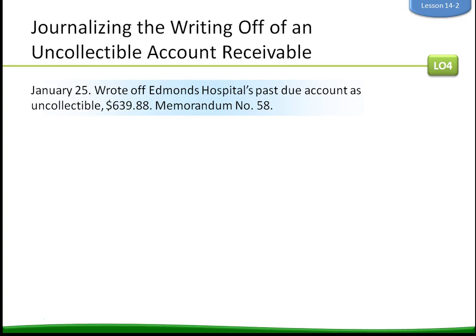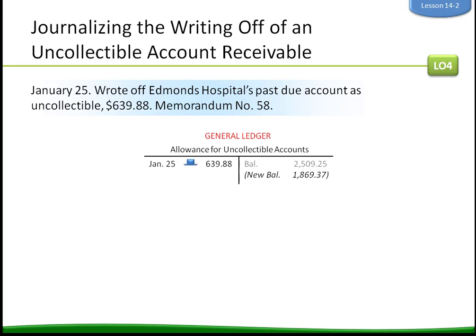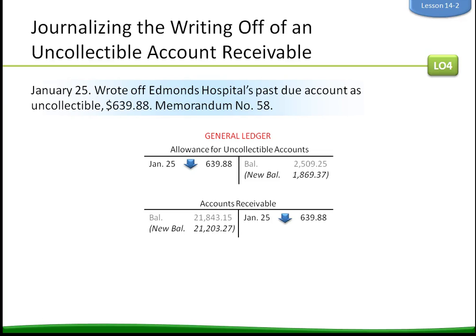All right, so on January 25th, we wrote off Edmonds Hospital's past due account as uncollectible with a memorandum. So in our general ledger, we're going to decrease by $639.88, and we have a new balance. Accounts receivable goes down $639.88, and there's a new balance there. Notice we haven't touched Edmonds Hospital's account yet. The amount of the uncollectible account is deducted from the allowance account. That's what we're doing right here.